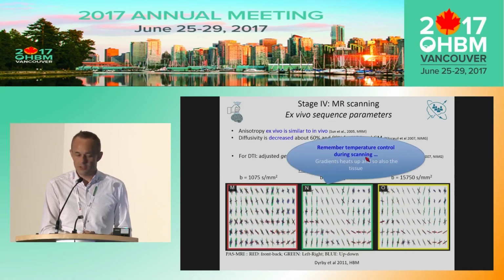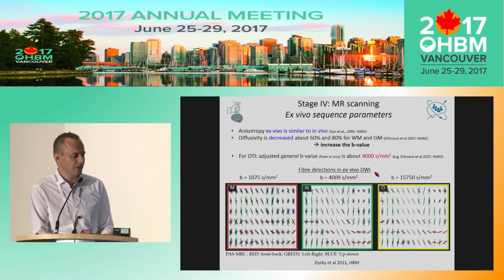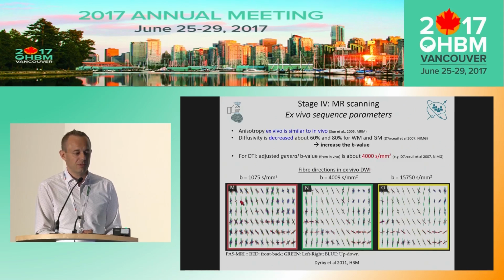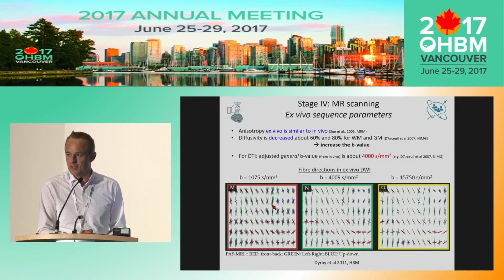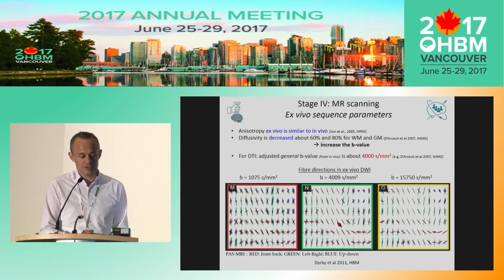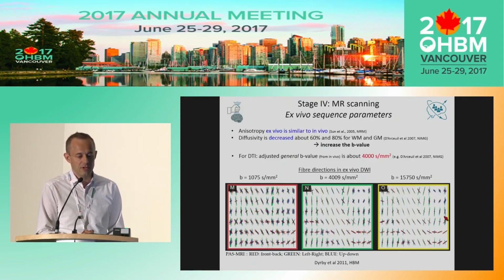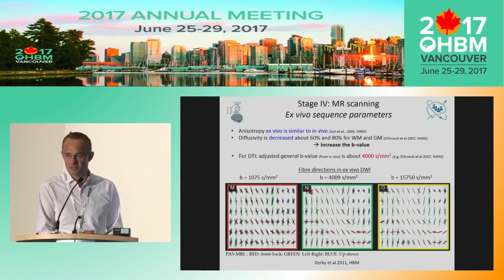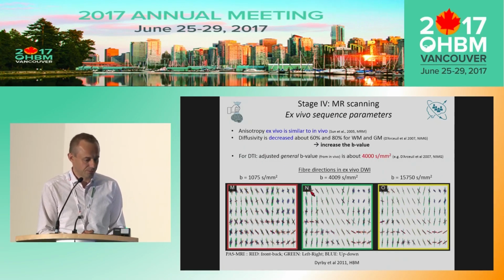And just to show an example here, if you acquire at a lower B-value, for example 1,000, how it influences the fiber direction reconstructions. So this is in white matter. You can see with a B-value of 1,000, it's hard to see the directionality of the tissue in this region here. But we have clear directionality and crossing fibers with a B-value of about 4,000, and you can go very high up to 15,000, and this stays stable. So when you have ex vivo imaging, you always need to acquire higher B-values. You need to adjust your B-values to this changed diffusivity regime.